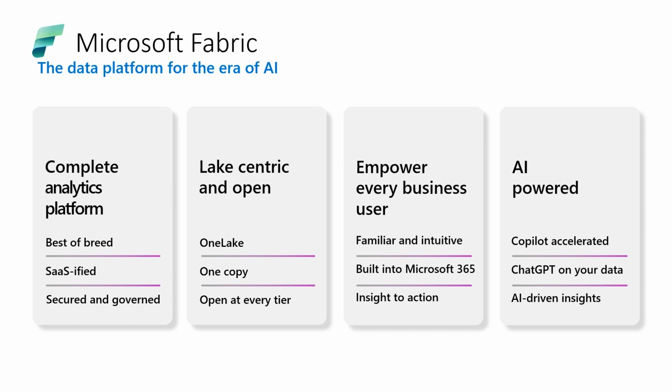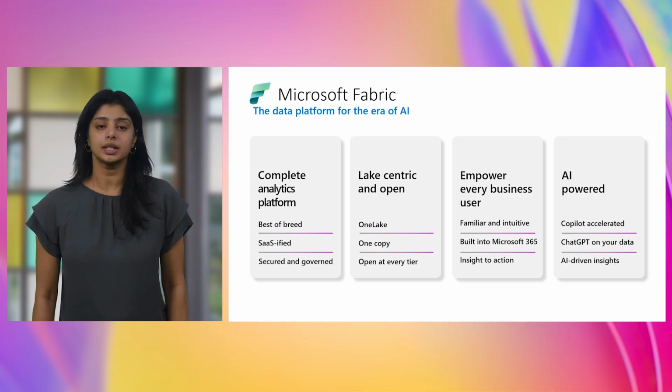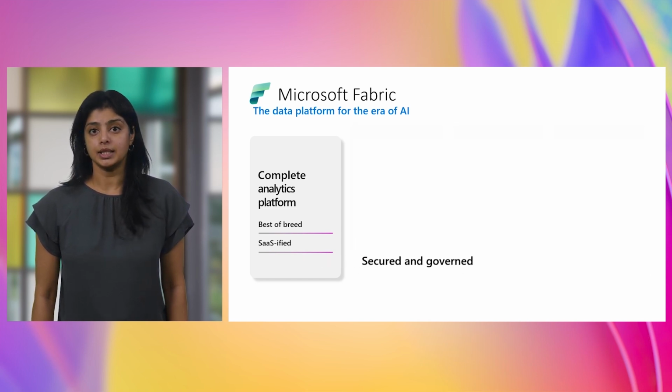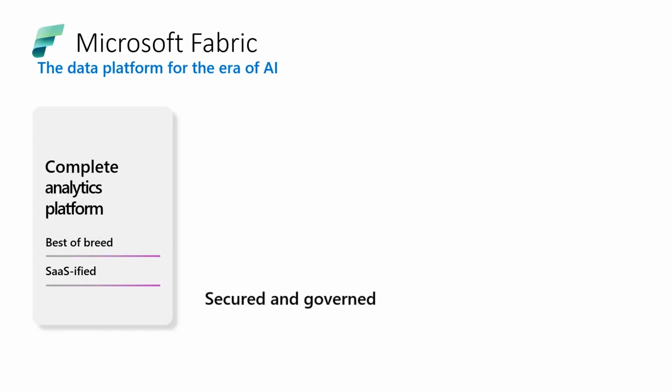And here's the value Fabric brings. Fabric provides a complete analytics platform with best-of-breed capabilities across every analytics workload with security and governance inbuilt. It is open at every layer. Fabric empowers business users with deeply integrated Microsoft Office and Teams experiences, and it delivers AI copilots to accelerate analytics productivity and discover insights with your data. In this session, we will particularly focus on the capabilities which will make Fabric secured and governed. Securing and governing your data is a non-negotiable priority for us. With Fabric, we will deliver industry-leading capabilities that will enable you to secure and govern your data end-to-end.